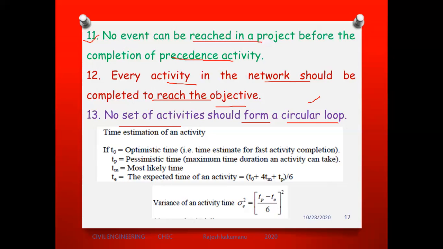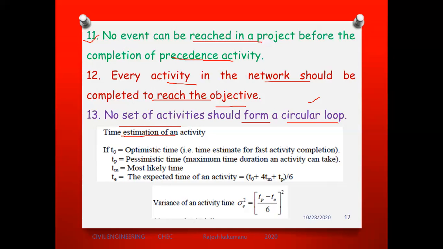So in this network analysis, you are having three types of times. That is the time estimation of an activity. What is the time estimation of an activity? We are having three types of estimation: optimistic time, pessimistic time, and most likely time.